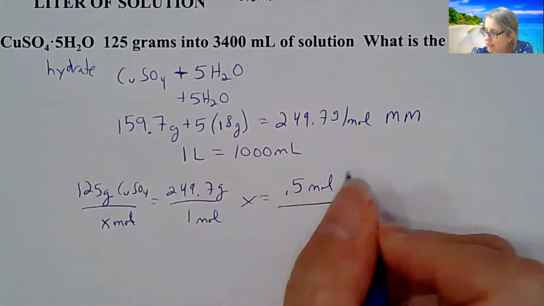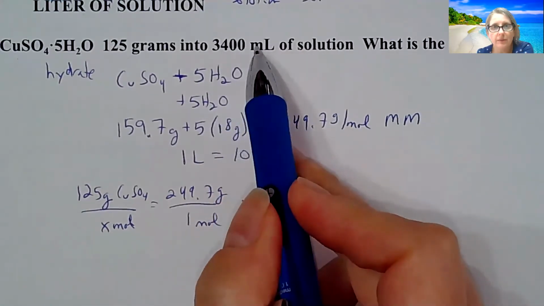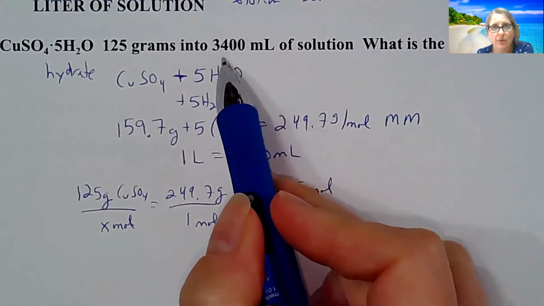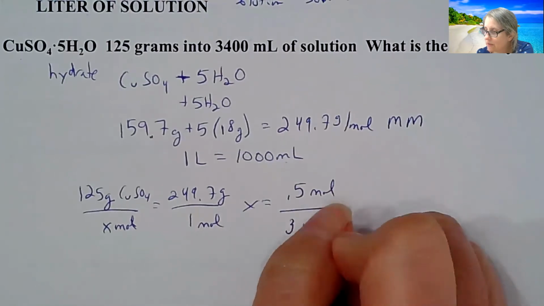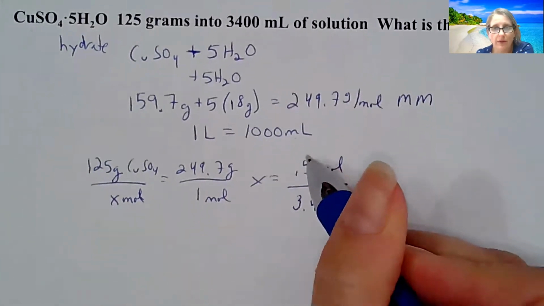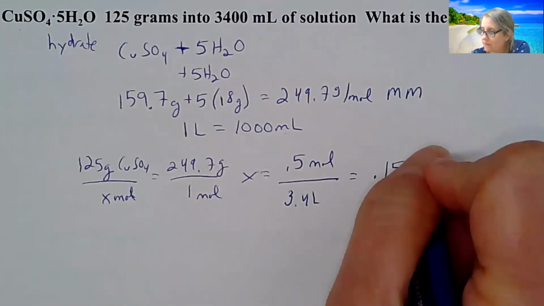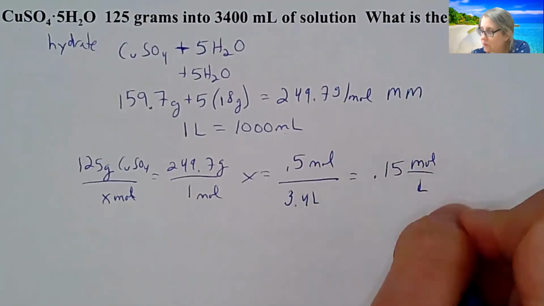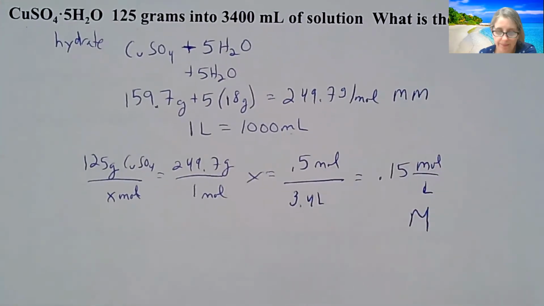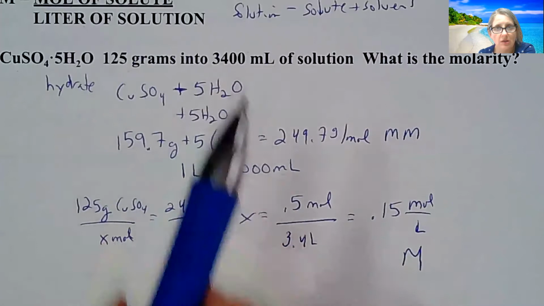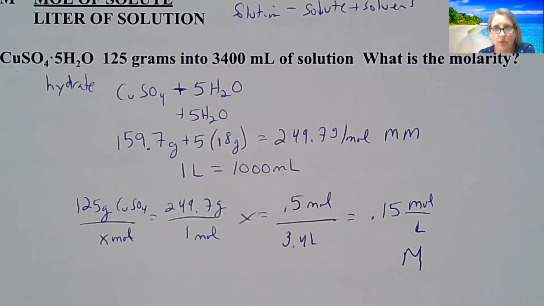And so then I have to convert the 3,400 milliliters to liters. Again, it's 1,000, so I'm going to move the decimal 3 over. So it's going to be 3.4 liters. So I'm going to take 0.5 moles divided by 3.4 liters, and I'm going to end up with 0.15 moles per liter, or I could just write a capital M. Okay, so that's the concentration if I were to dump that much into that much of the total solution.